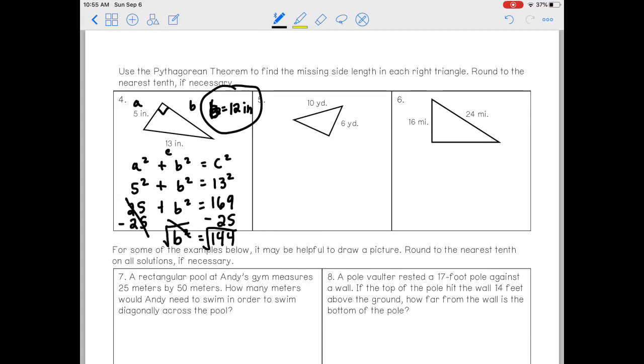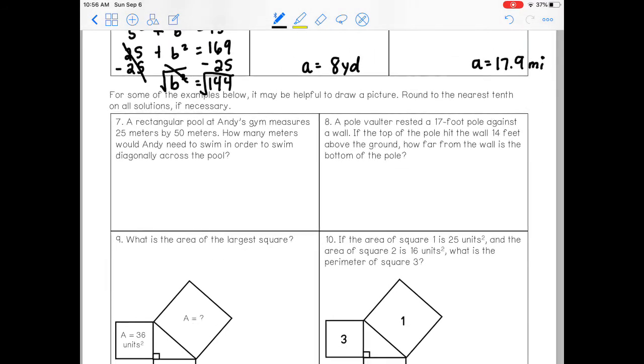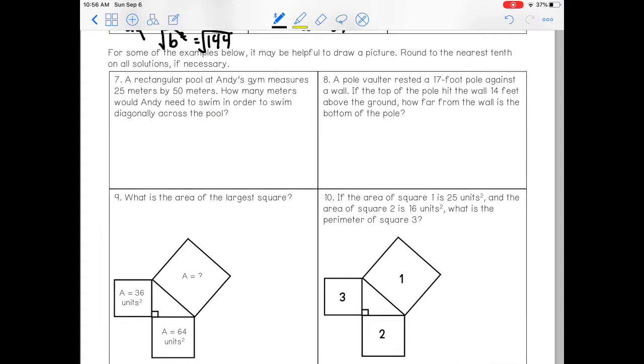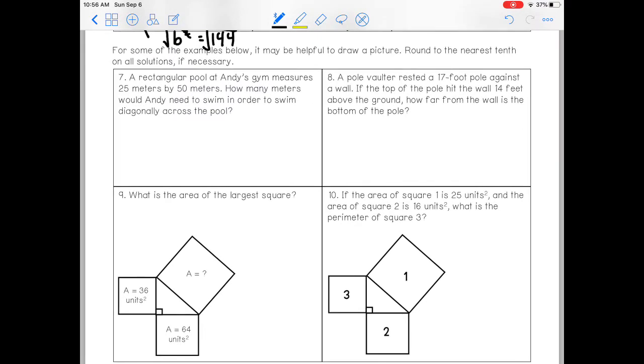All right, if you tried number 5, you should have got A or B equals 8 yards, depending on how you set up your triangle. And if you did 6, you should have got A equals 17.9 miles. Alrighty, so let's move on. For some of the examples below, it may be helpful to draw a picture. We're going to round to the nearest tenths on all solutions if necessary.